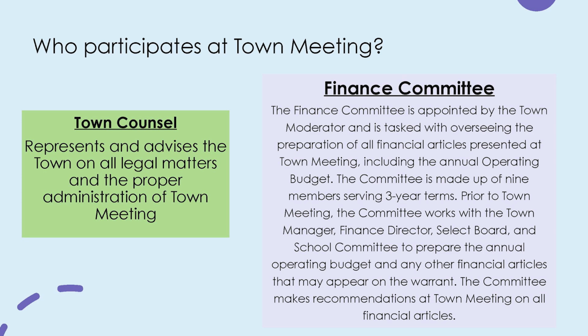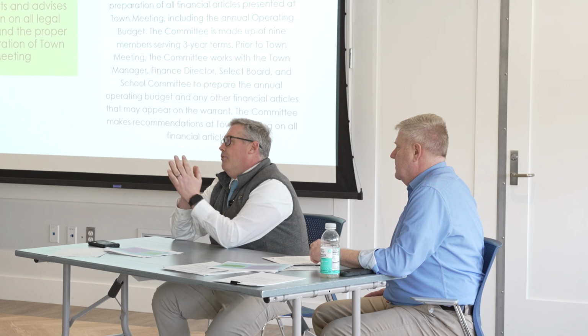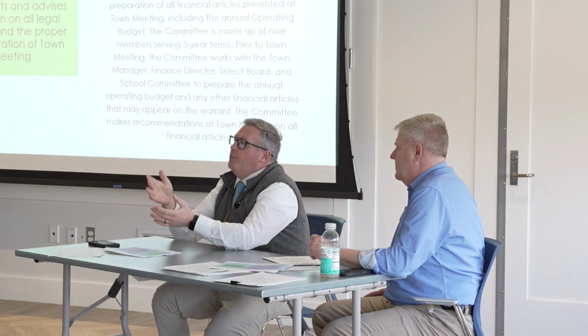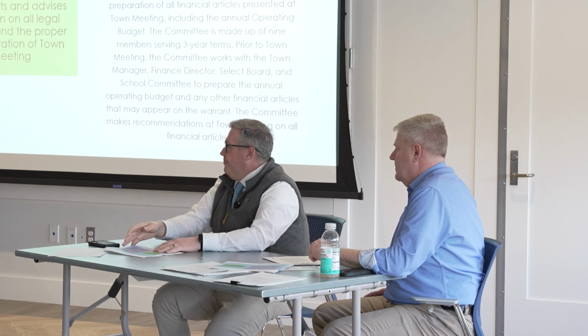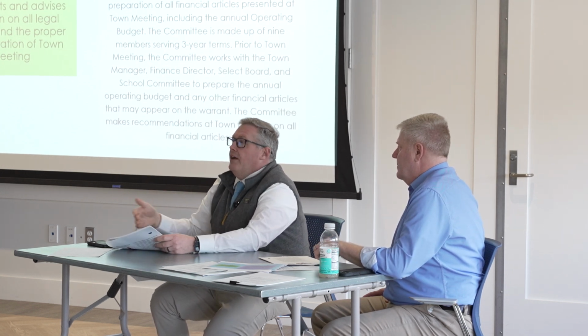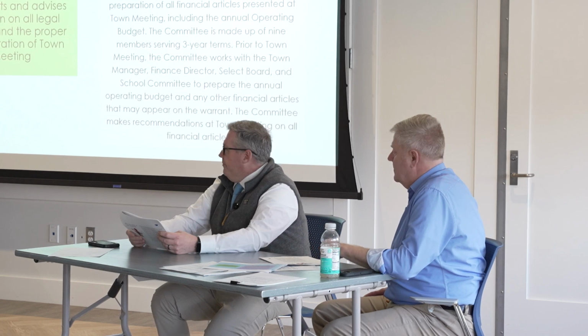And prior to the town meeting, the committee works with the town manager, finance director, select board, and school committee to prepare the annual operating budget and any other financial articles that may appear on the warrant. The committee makes recommendations at town meeting on all financial articles. And you may notice at the town meeting, the Board of Selectmen will read the article, we'll look to the finance committee and they'll say, we approve or disapprove of this article by a vote of, whatever it is, say it's unanimous. So they're going to let you know what they thought of it and how they voted.